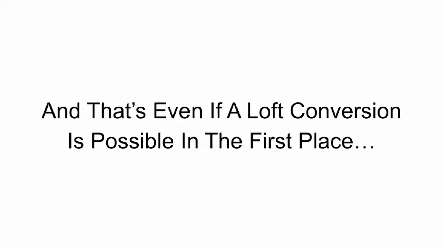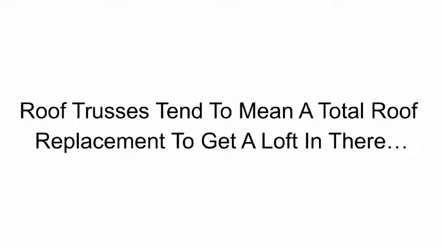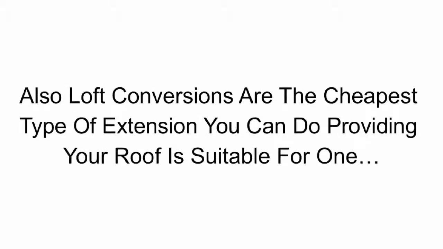And that's even if a loft conversion is possible in the first place, as another big issue is the roof structure itself. Roof trusses tend to mean a total roof replacement to get a loft in there. Luckily, most terraced houses in the UK have cut timber roofs, which make it a lot easier to convert the space into a usable loft. Also, loft conversions are the cheapest type of extension you can do, providing your roof is suitable for one.